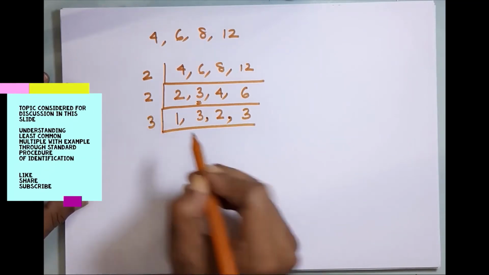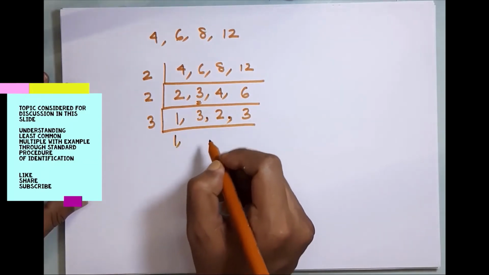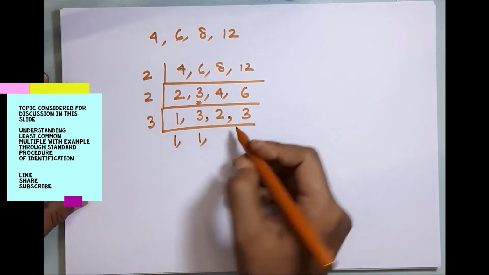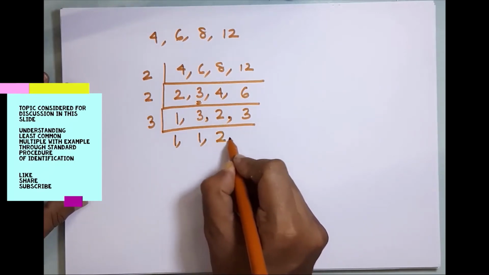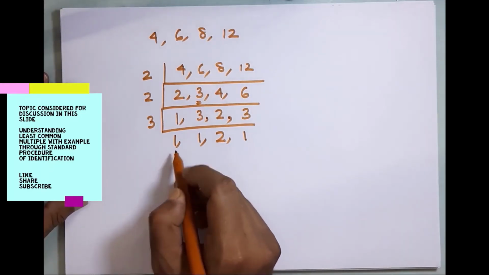So let us use 3 to divide. 1 cannot be divided, 1 will come down as it is. 3 can be divided by 3 and it will become 1. 2 cannot be divided, so 2 will come down as it is, and then again we'll get 1. So our final intention is to bring all those numbers to 1. So how can we achieve that?